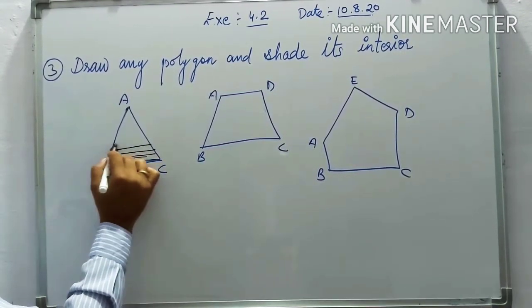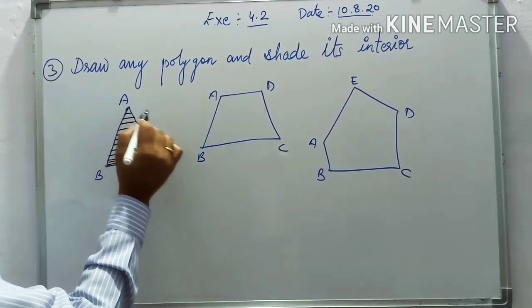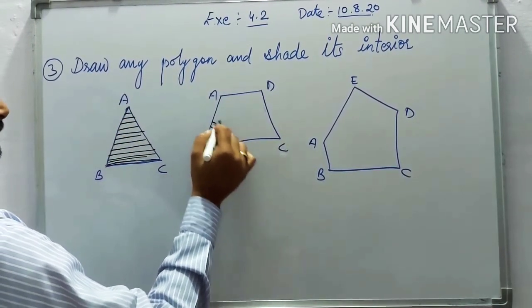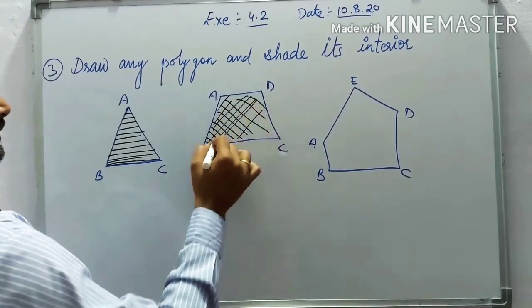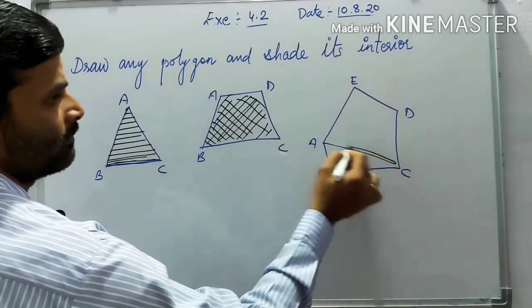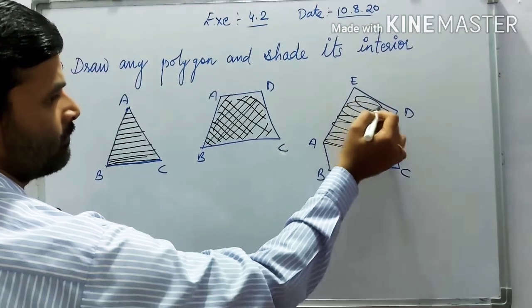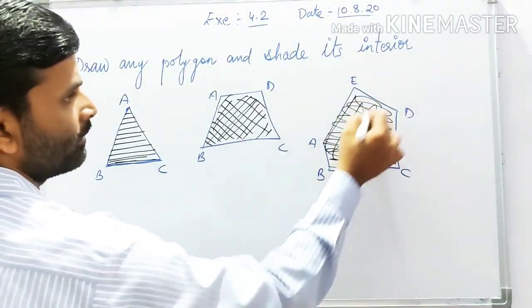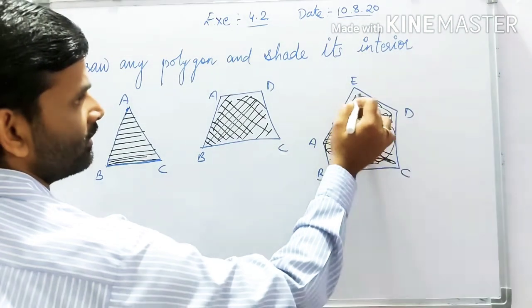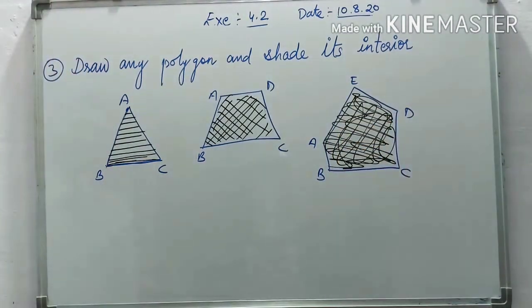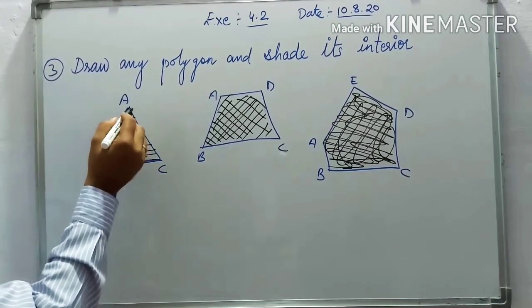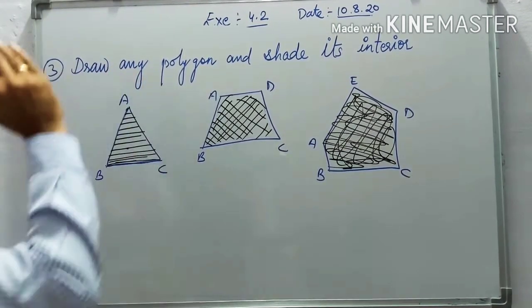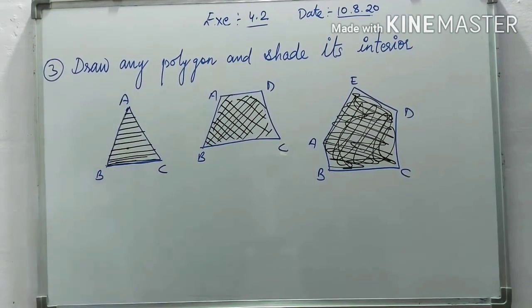So you shade it with any color you like, no problem. This is the shaded interior part. Don't use watercolor, because if you use watercolor, your copy will be destroyed. Use a sketch pen color. This is the interior part, and in these triangles, the outside part is the exterior part, and the inside part is the interior part.